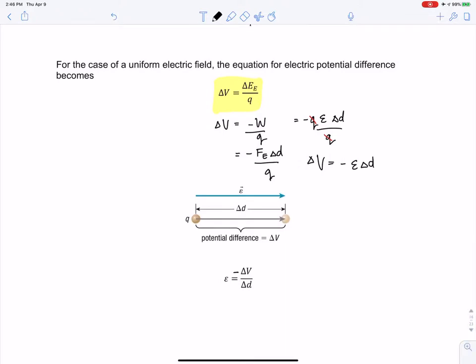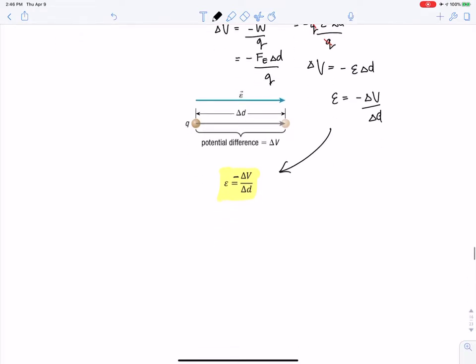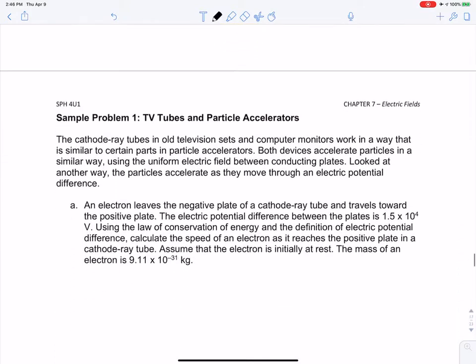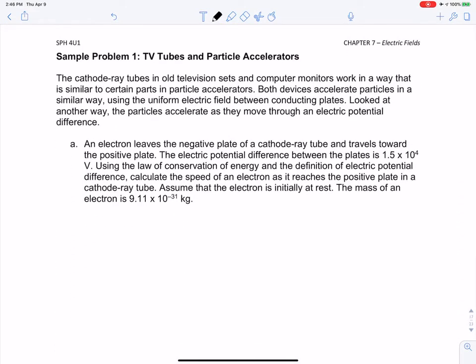And make sure that negative sign is there. I believe it's in your notes. I omitted it in mine. We can rearrange this where epsilon is equal to negative delta V over delta D. Okay. Let's try a question. Gets us to practice.